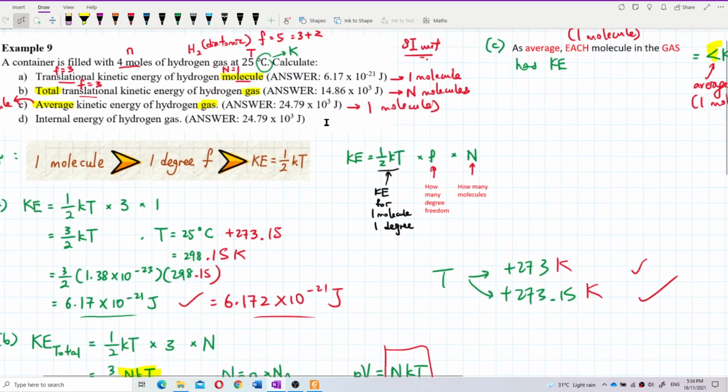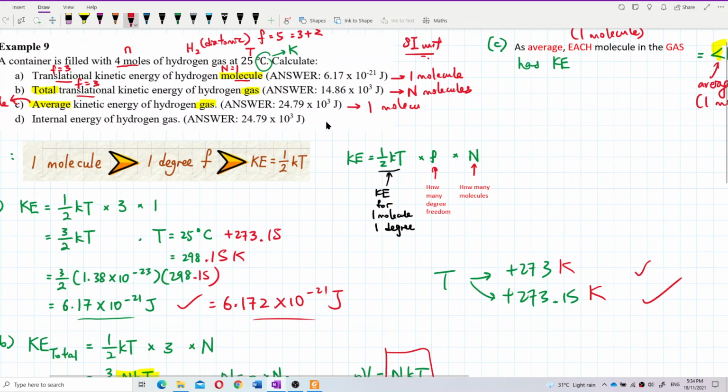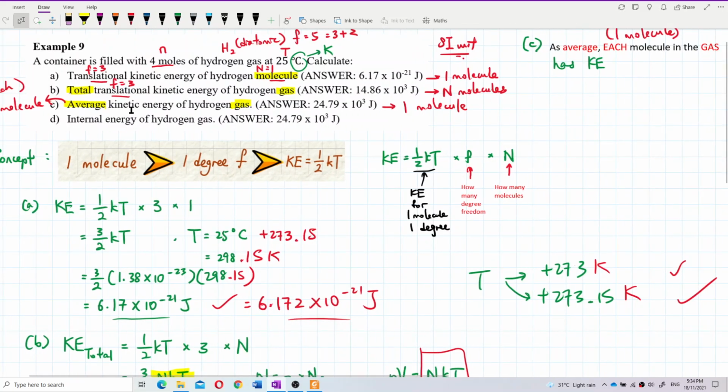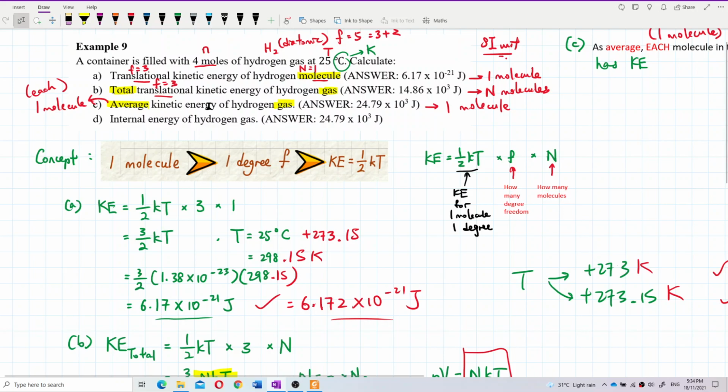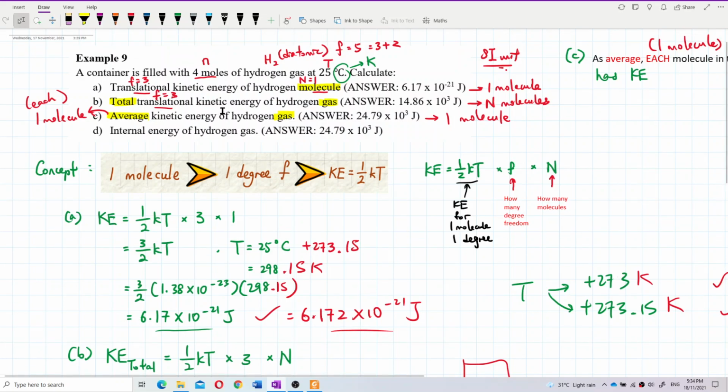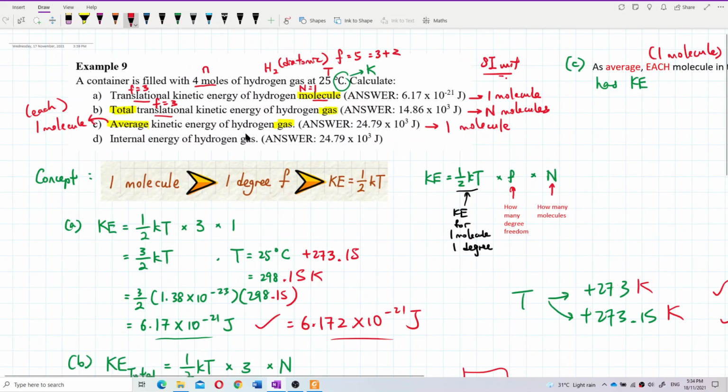One molecule. But the thing is, here he says kinetic energy. No wording of translational. That means the total degree of freedom is 5, because hydrogen is diatomic and there is no translational wording here. So the degree of freedom we use is 5, but one molecule. For the degree of freedom you put 5, for molecules you put 1.